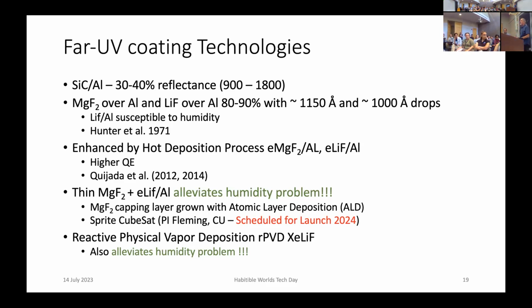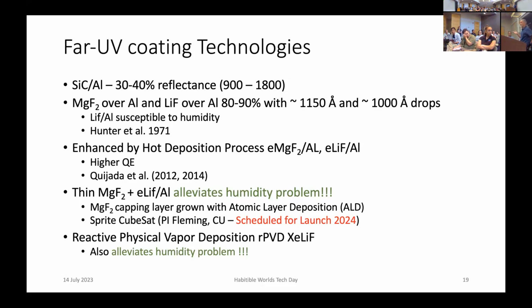Recently, Manuel Quijada has been developing hot deposition processes that have improved the reflectance in the far ultraviolet of magnesium fluoride over aluminum and lithium fluoride over aluminum. He calls these E-LIF, or extreme lithium fluoride. But there's been a trick developed: if you use a very, very thin layer of magnesium fluoride over, say, an E-LIF coating, you can alleviate the sensitivity of lithium fluoride to water vapor.